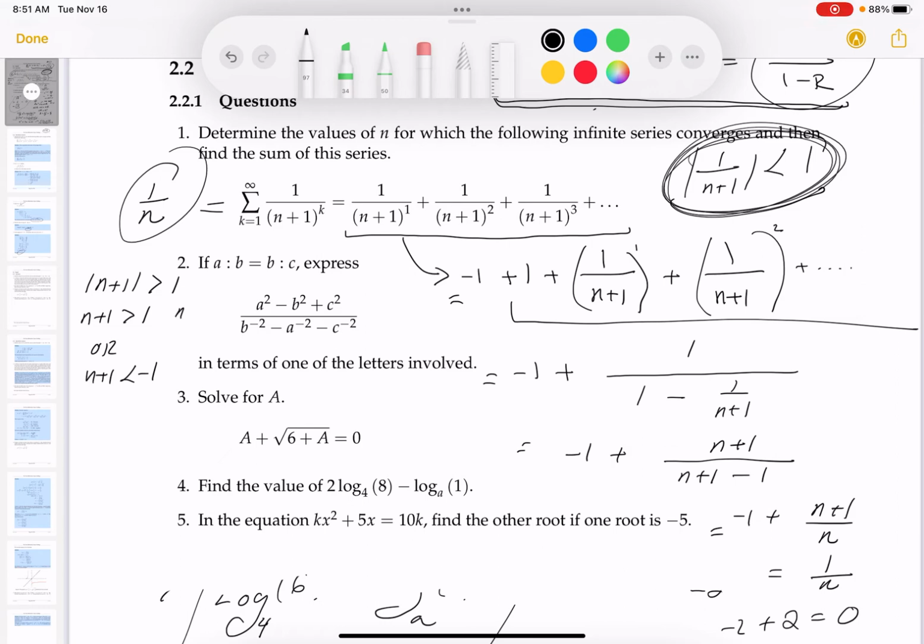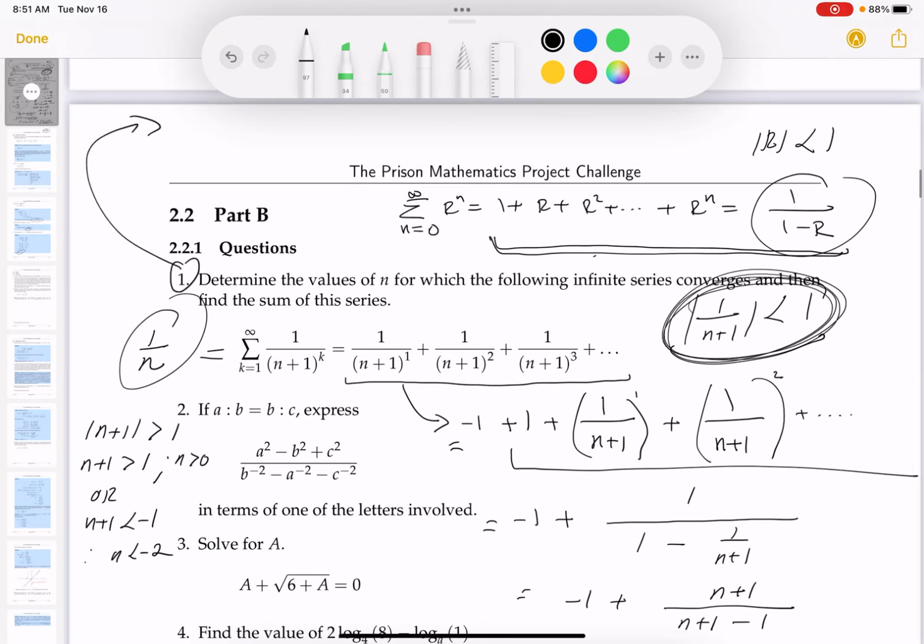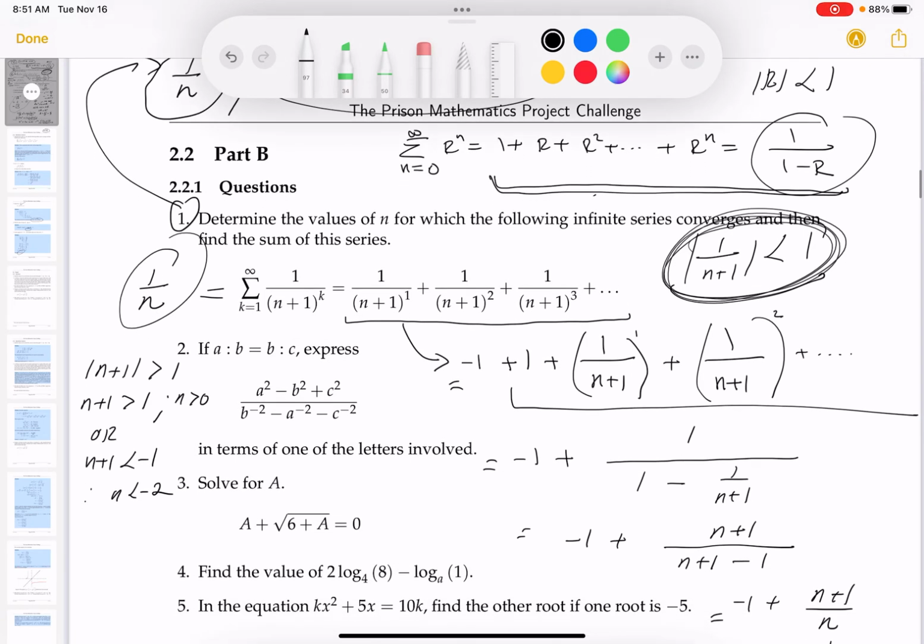So n is greater than 0. That's that one over there. And this one over here is n is less than minus 2. So I'm going to claim this sum over here, the sum is 1 over n. That's what the sum is. And the condition placed on it is that n must be less than minus 2, or n has to be greater than 0. So that's what the sum equals. This is the condition on it. All right, so let's take a look and see if we got that.